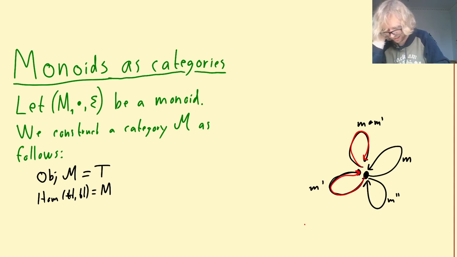Whereas in a category, you can't compose every morphism with every other one, right? You can only compose them if the source and target agree, like this for these two, but you can't actually compose this one and this one. So in that sense, a category is a more refined notion of a monoid.